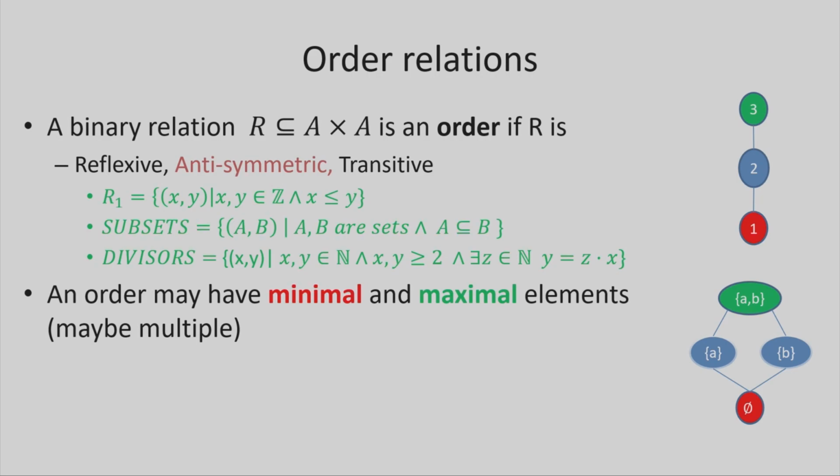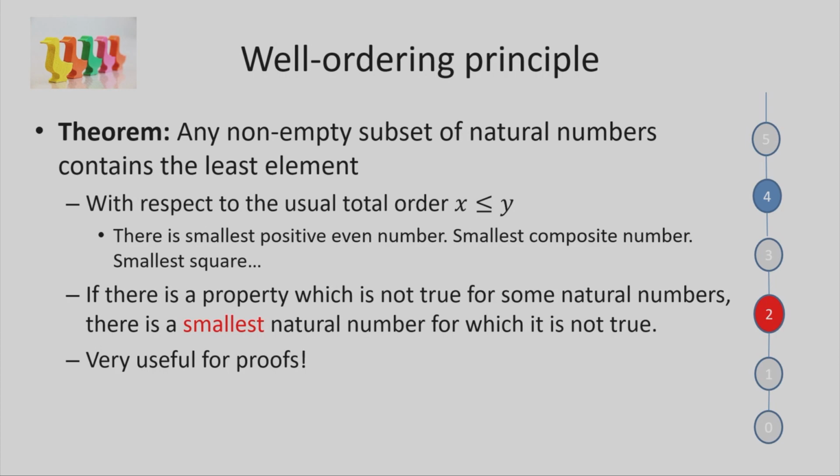But now let's look at kind of an unexpected place where they come up. And they come up in, let's go back to logic, proofs. Surprisingly, there is a principle that's very, very useful for proving things about natural numbers and their subsets, and it really relies on the notion of the order. So here it is. It's called the well-ordering principle.